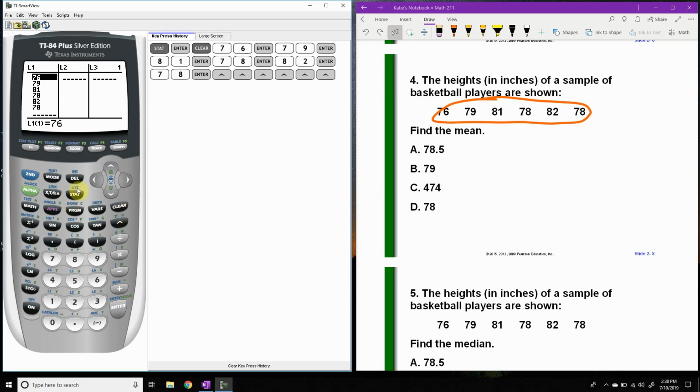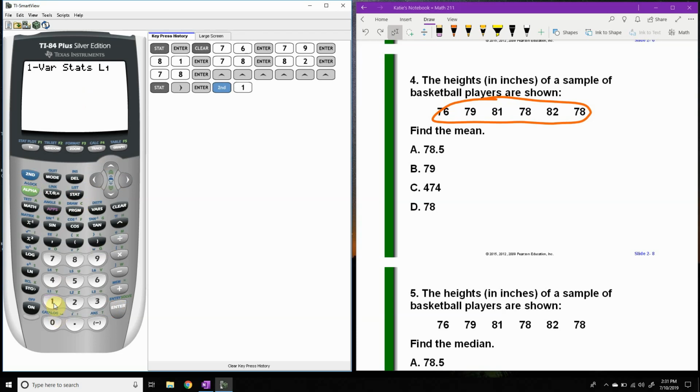Now, once you have all of your data in L1, we're going to hit the Stat button again and scroll over once to the Calc menu. And the very first option there says 1-Var Stats. I'm going to click Enter. And if you have an older calculator like me, you need to specify which list you're doing statistics on. So here I'm going to click 2nd, and then 1 to say that I'm doing one variable statistics on list 1.